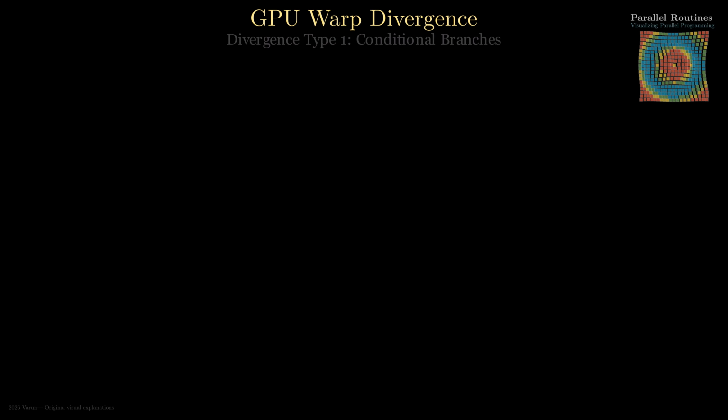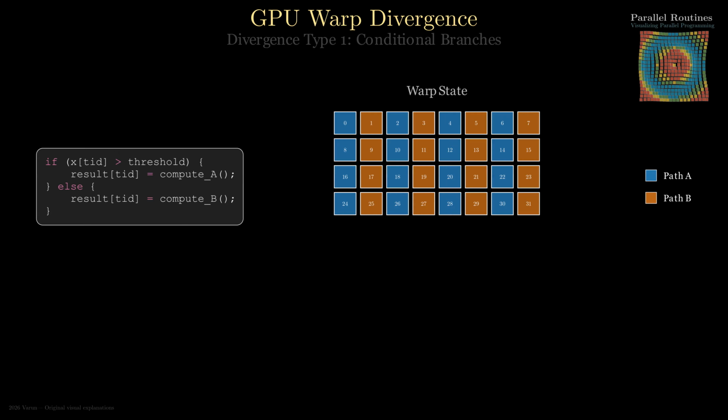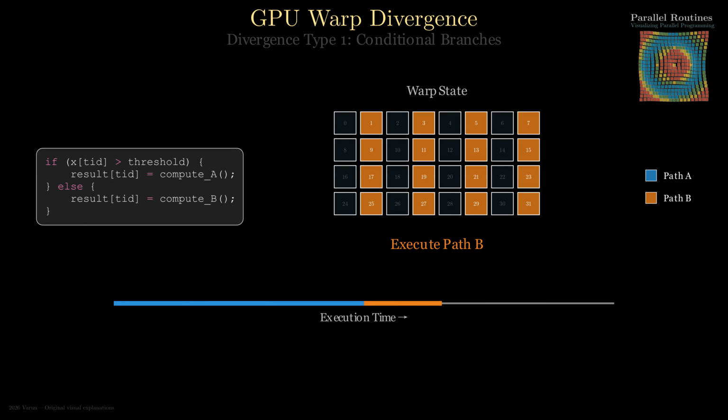Let's examine conditional branch divergence. Consider this if-else statement. Some threads satisfy the condition, others don't. In this example, threads alternate between two paths. Path A threads are shown in blue, path B in orange. Here's the problem. The hardware must serialize execution. First, it executes path A while masking path B threads. Then it switches. Path B executes while path A threads are masked.